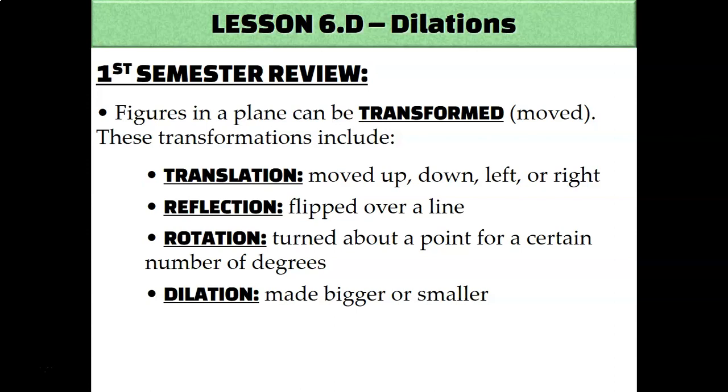A translation moves a figure up, down, left, or right. A reflection flips a figure over a line, and a rotation turns a figure a certain number of degrees around a certain point. All 3 of those transformations were what we call isometric, which means that they preserve side lengths and parallel lines and angle measures. But today we're going to be learning about something that doesn't do all that. It's a non-isometric transformation, which is called a dilation, and it makes things bigger or smaller.